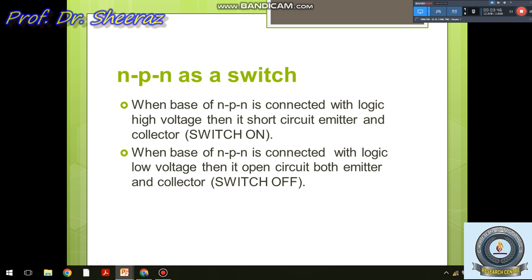Now NPN as a switch: when base of NPN is connected with logic high voltage, then it short circuits the emitter and collector and it is working as an on switch. But if the base of the NPN is connected with logic low voltage, then it acts as an open circuit for both emitter and collector. In that situation it is called a switch off circuit.